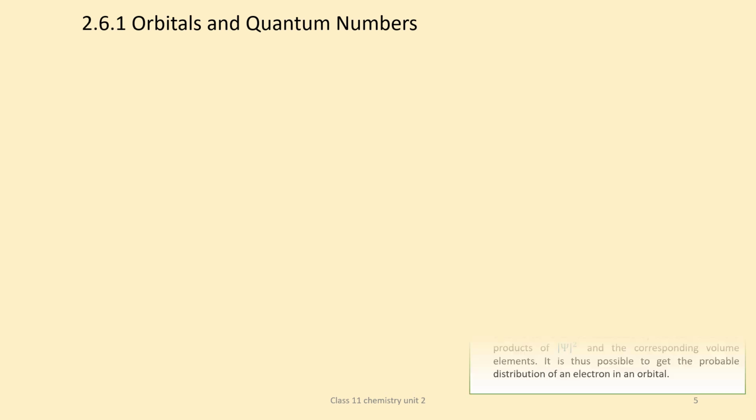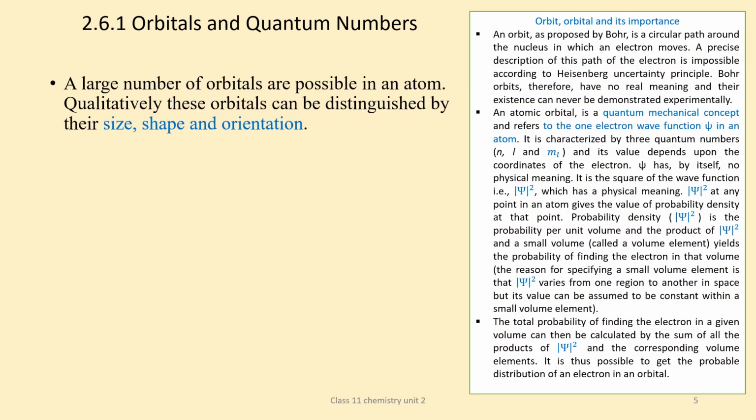Orbitals and quantum numbers. A large number of orbitals are possible in an atom. Qualitatively, these orbitals can be distinguished by their size, shape, and orientation. Let us get some insight into the difference between orbit and orbital, and its importance, which is stated in the inset box.